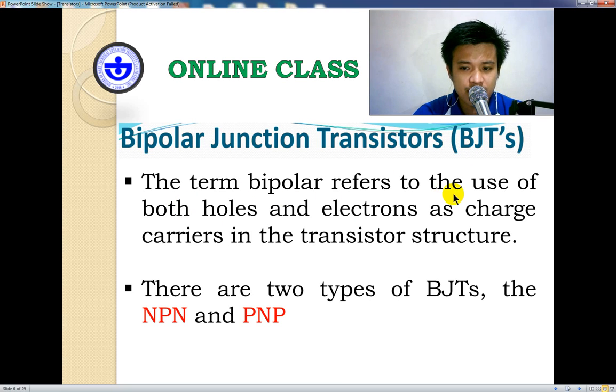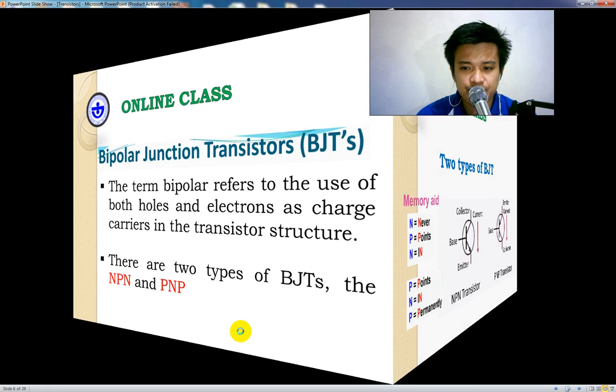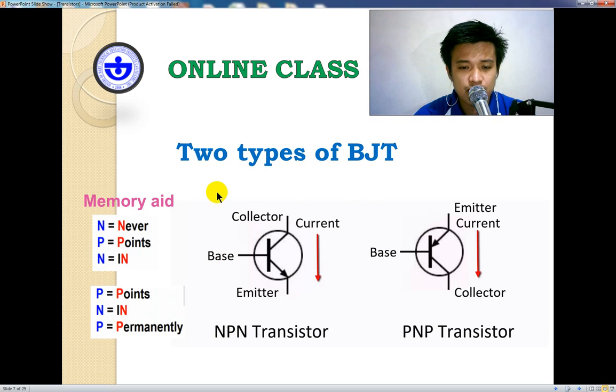Okay, the term bipolar refers to the use of both holes and electrons as charge carriers in a transistor structure. Now there are two types of bipolar junction transistor: the NPN and the PNP. So these are the two types of bipolar junction transistor. To discuss more about NPN and PNP, we get in here.